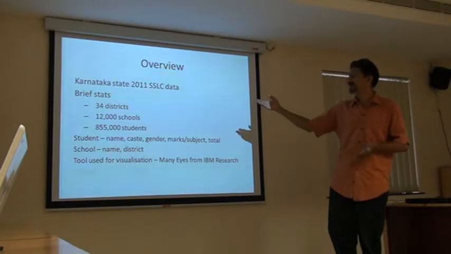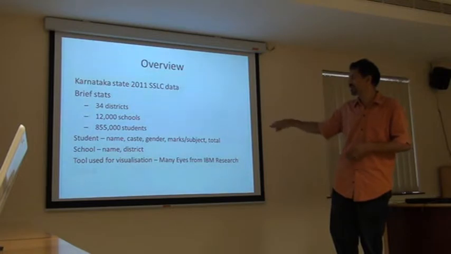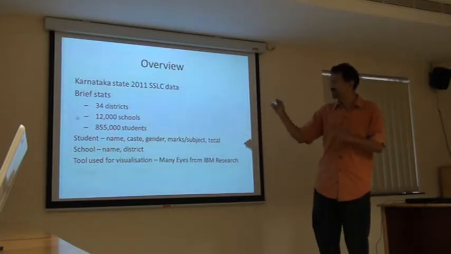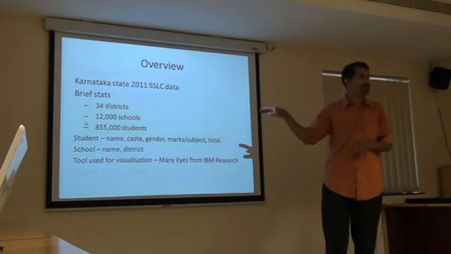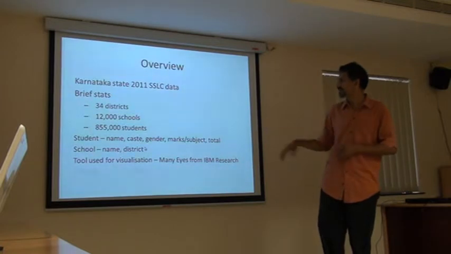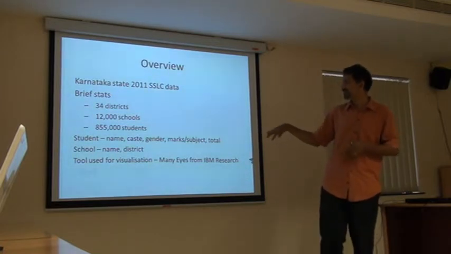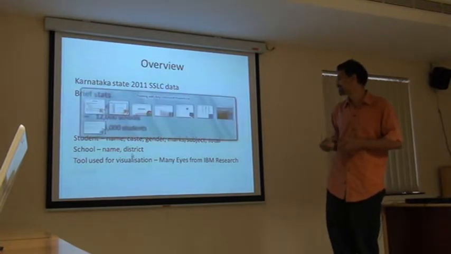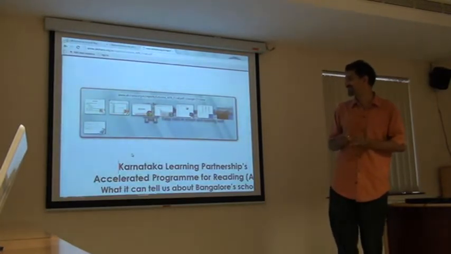We have various things like the student name, caste, gender, marks, subject, total score, and all the subjects. And then at the school, in the same line, we have school name and district, school district, etc. The tool that we use for visualization is something called Many Eyes from IBM Research. I just happened to find it, and it's a bit flaky sometimes.